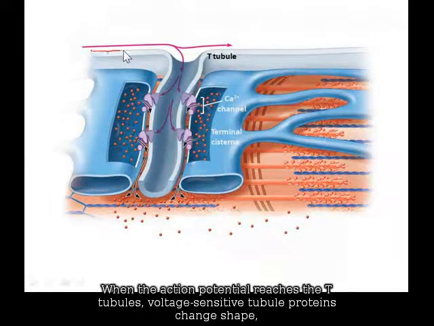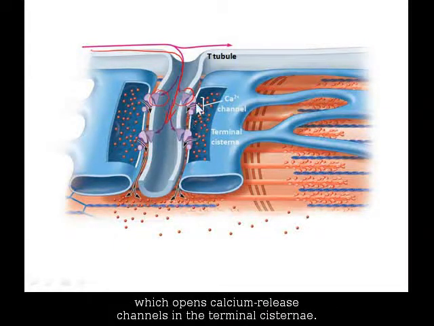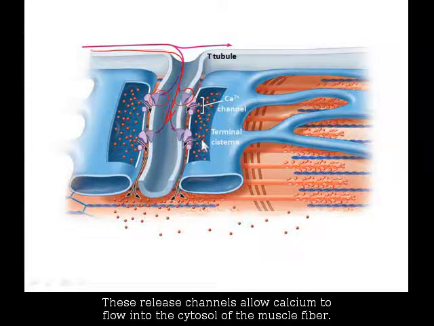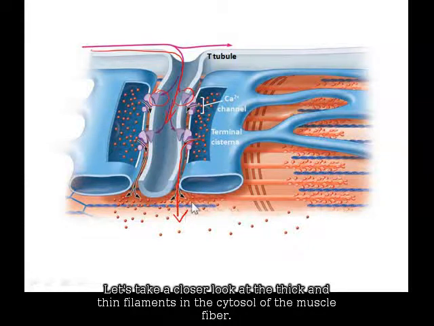When the action potential reaches the T-tubules, voltage-sensitive tubule proteins change shape, which opens calcium release channels in the terminal cisternae. These release channels allow calcium to flow into the cytosol of the muscle fiber. Let's take a closer look at the thick and thin filaments in the cytosol of the muscle fiber.